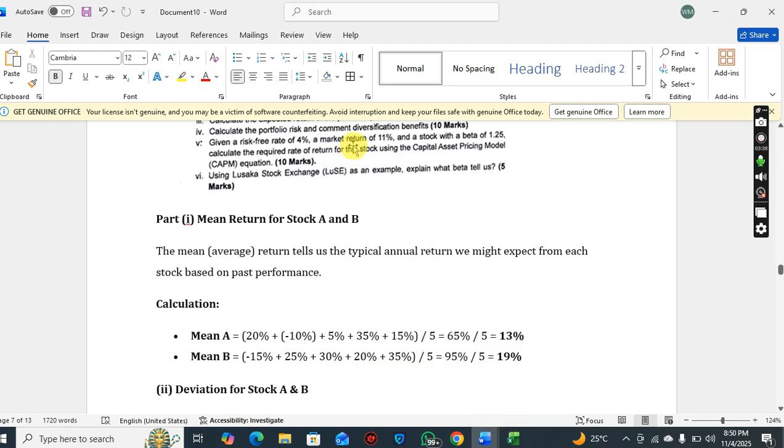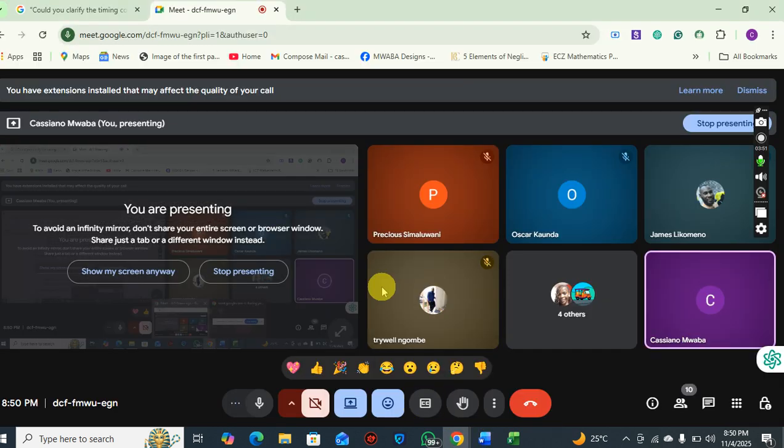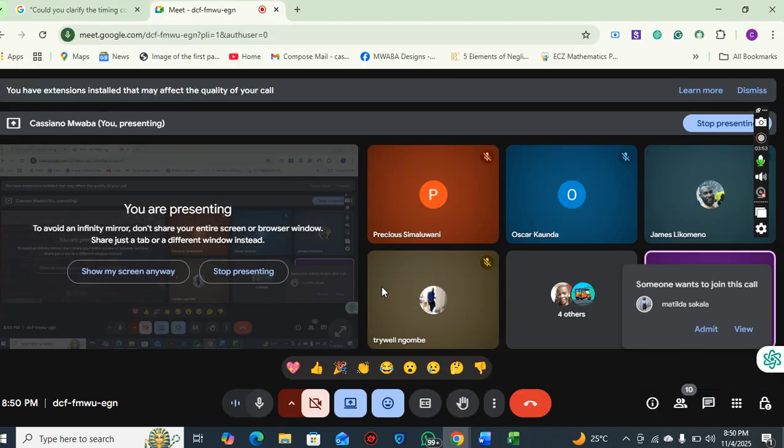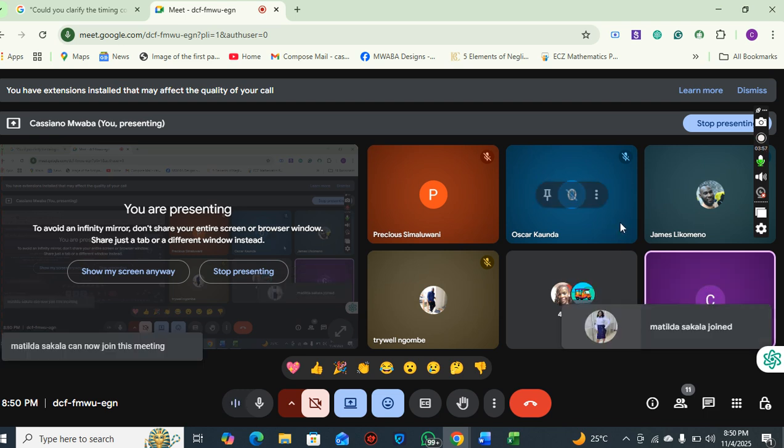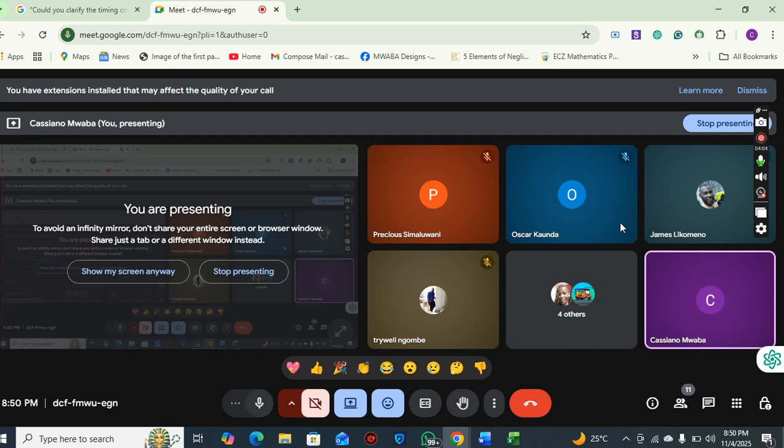The market return. This is the average return you get if you invest in any stock market. So if we say the Lusaka Securities Exchange has a market return of 11%, it's just saying that if you invest in any company within the Lusaka Securities Exchange, expect a return of at least 11%. It might not be 11, but on average, expect a return of 11%.